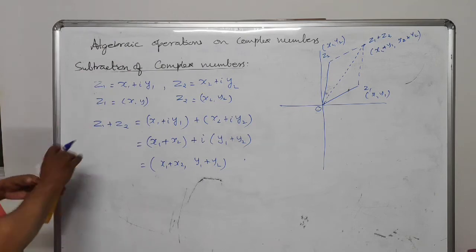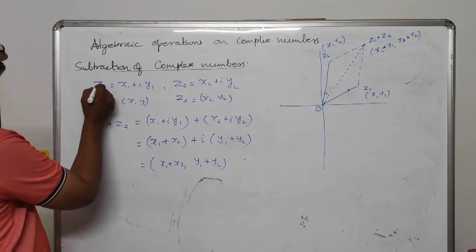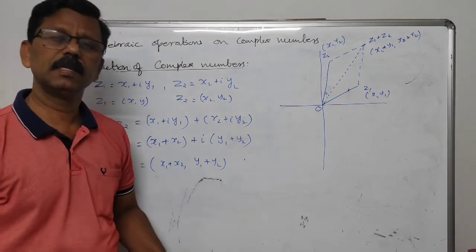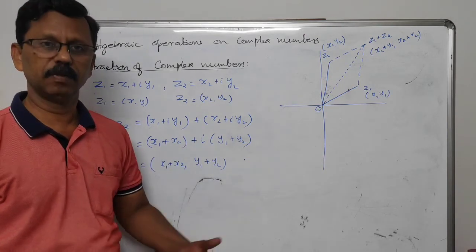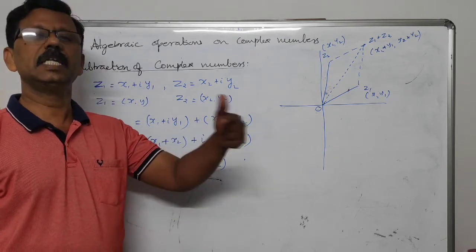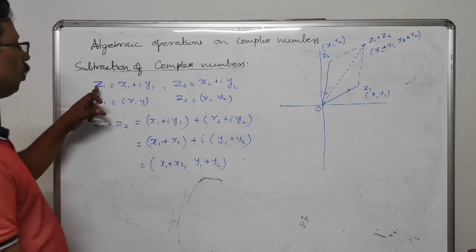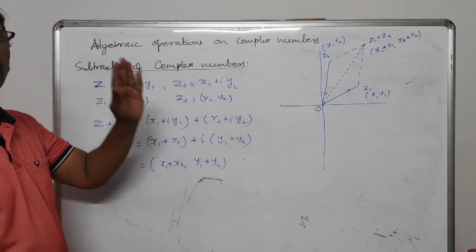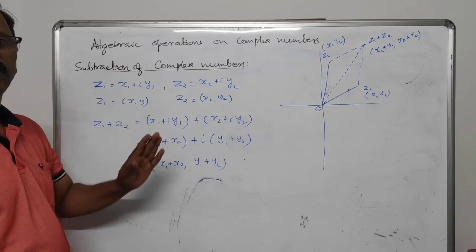Instead of adding, we are going to subtract. How do you subtract one matrix from the other matrix? By subtracting the corresponding elements or by adding the matrix with its additive inverse. Likewise here, we have two complex numbers. How do you subtract one from the other? You have to subtract their corresponding parts.